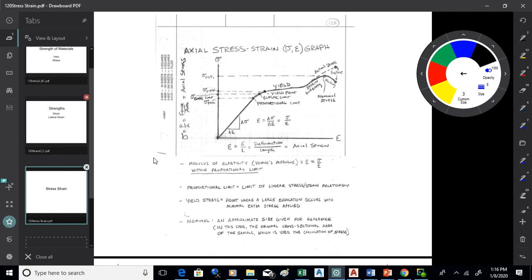And is this page 120? I don't know what page. 126, thank you, 126. So this is page 126, okay?